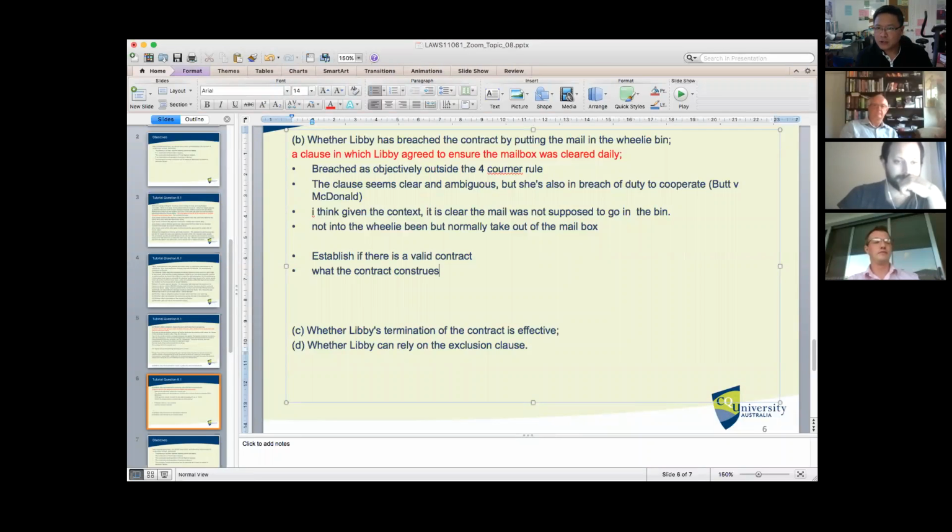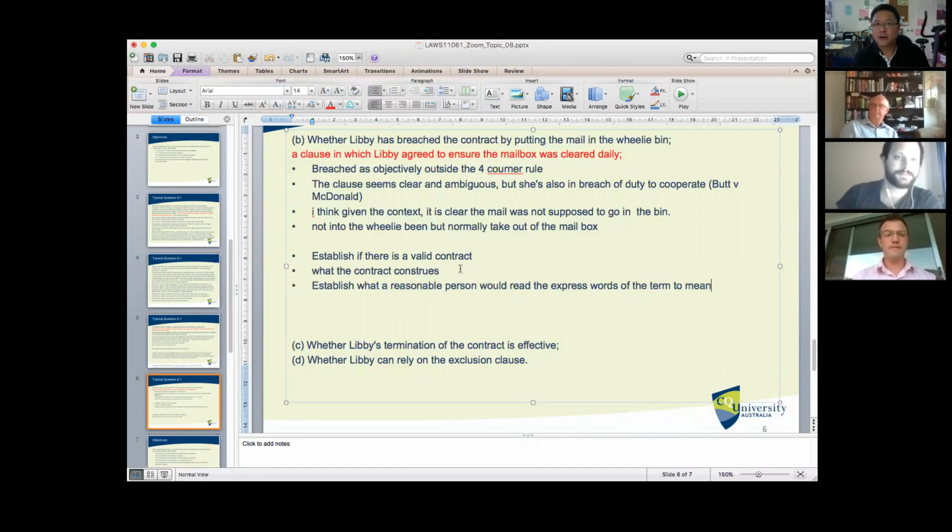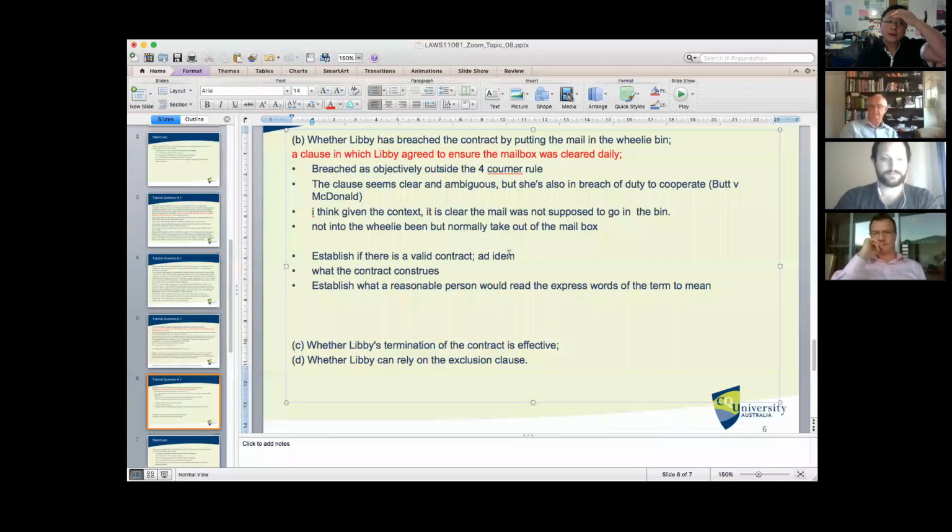So the first thing that we need to determine is whether or not you should be applying rules on the construction of contracts. That is the first thing you need to determine. Ad idem possibly yes, but as we said, we assume that there is a valid contract because that's part of the case problem. So before we start determining whether or not Libby has breached the contract, the first thing that we need to ask ourselves is whether or not there is room for us to apply the rules on construction of contracts.